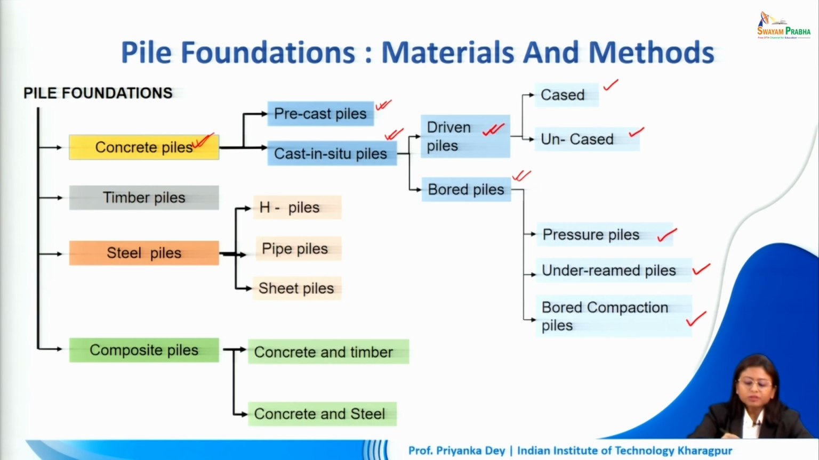Now coming back to the other material that we can use, timber piles. Timber pile is also used in certain specific locations. We are going to visit that. Steel piles can be further subdivided into H piles, pipe piles and sheet piles. So it becomes clear to you that it's basically a division on the basis of shape. It can either be H shaped, pipe shaped or sheet shaped. Composite piles are a combination of two materials. So it can either be a combination of concrete and timber or it can be concrete and steel. Today we are going to first take a look at concrete piles.